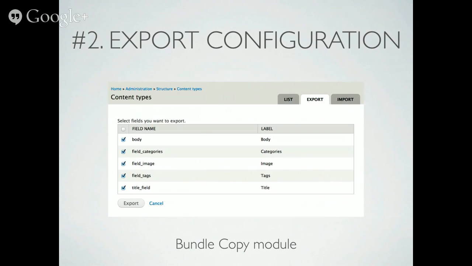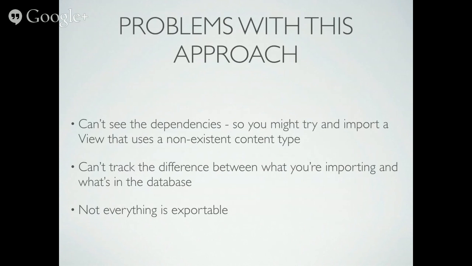For things like content types, you don't have this functionality by default, but there is a module called bundle copy that you can use to export and import content types. So this is actually a really good solution, but it does have a few things that it doesn't cover. For example, you can't see the dependencies between these components that you're importing and exporting.